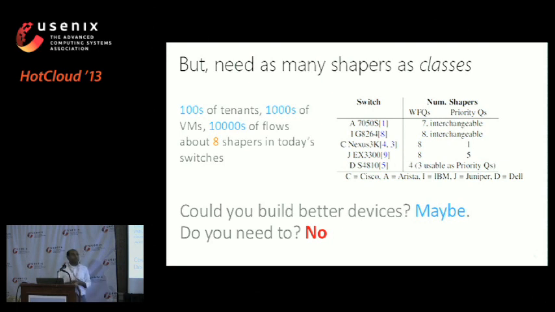Could you build better devices? Should we just wait for better NICs or better switches to come in? I'm not a hardware expert, so I don't really know how this is going to work. But my sense, having talked to people like Nick McKeown, is that you need higher verification cost. Even if nothing else, you have to have more time to verify that the logic is going to work, so the cost is going to go higher. The claim we are trying to make is you do not need to do it. You can certainly go ahead and do it, but probably you don't.